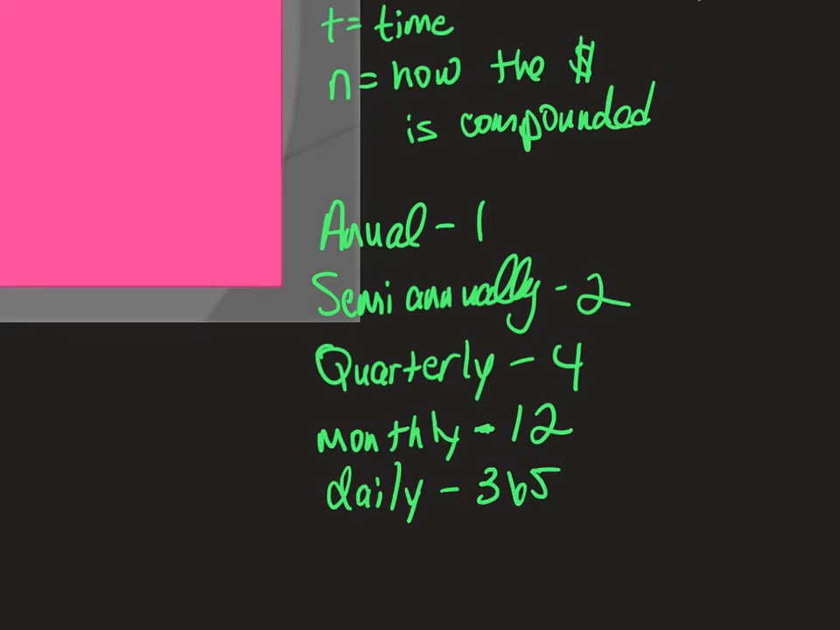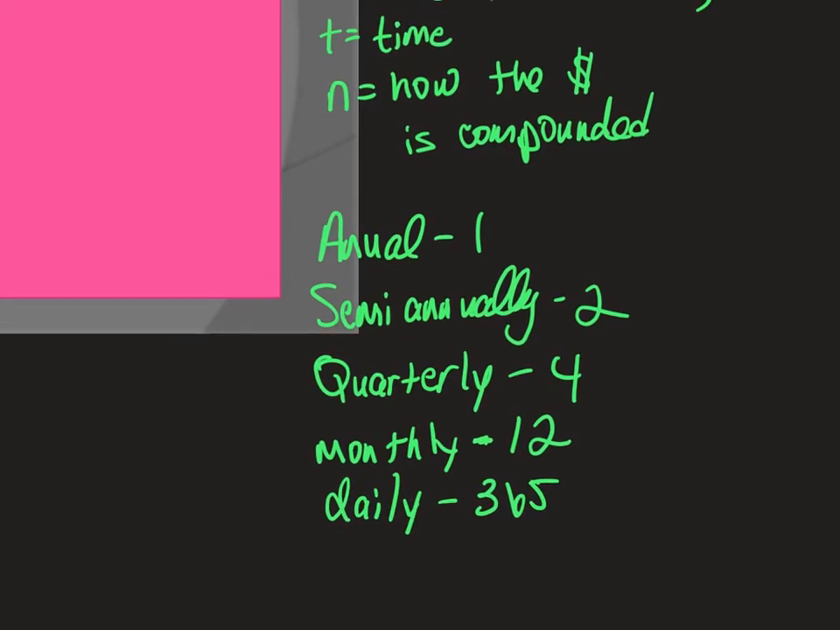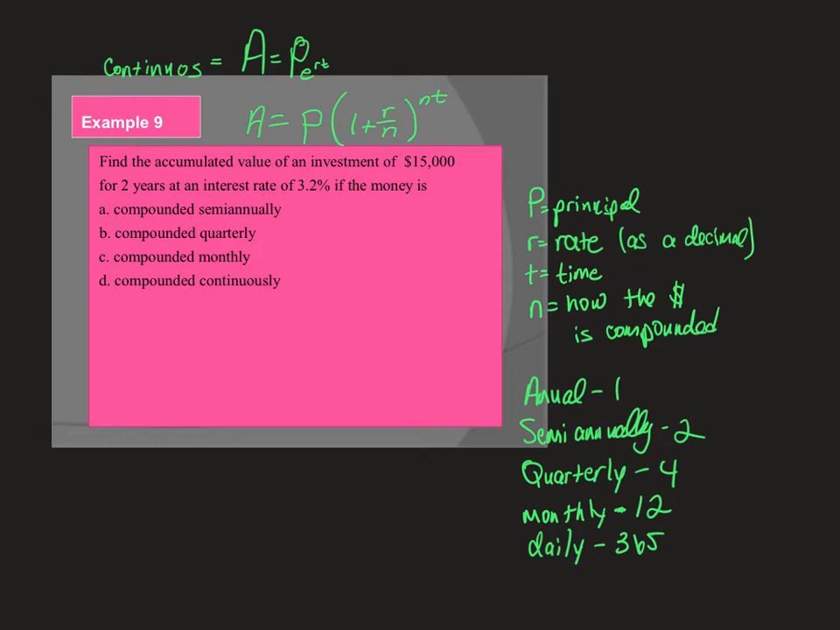What about if I said daily? 365. You need to be familiar with those terms because you're going to be given a word problem. When I say quarterly, you should think the number 4. When I say monthly, you should think 12. If I say semi-annually, you should think 2. Everybody with me? These problems are super easy. It's just really easy to make mistakes when you're plugging in the calculator.